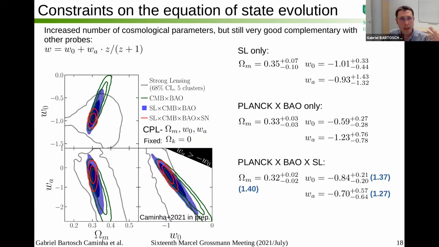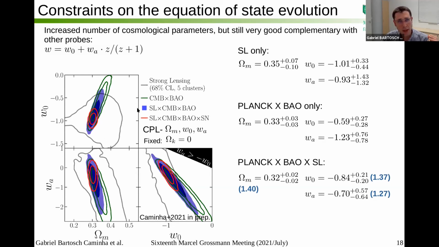And finally, the full CPL parameterization, the results I'm showing here. Since we have 3 free cosmological parameters now, the contours are a little bit noisier, because the combination in the 3-dimensional space demands basically more sampling. But these contours are robust and they are all converged. Here I'm showing for strong lensing only the 68% confidence level, and the combination with CMB.